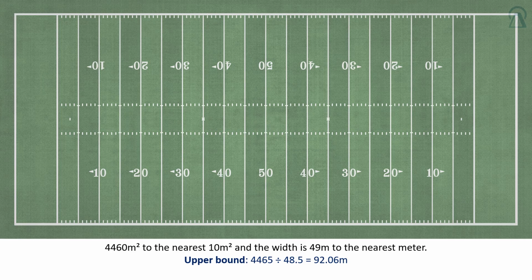The shortest possible length would be found by dividing the smallest possible area by the longest possible width. So this time, we would use 4,455 meters squared divided by 49.5 meters, which is 90 meters.